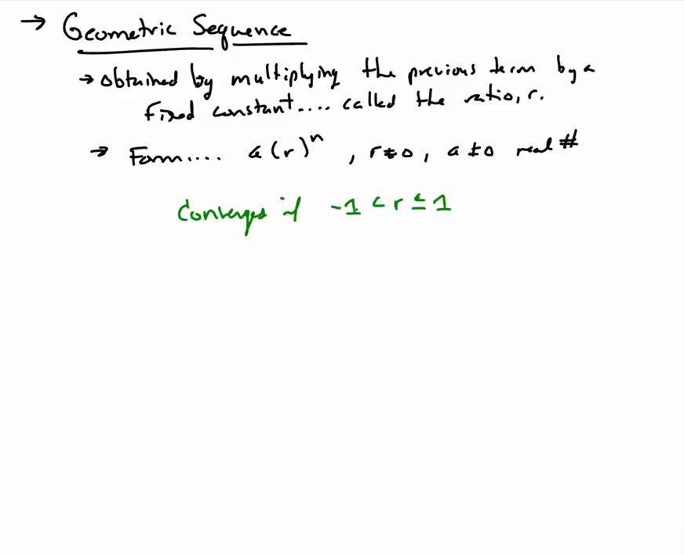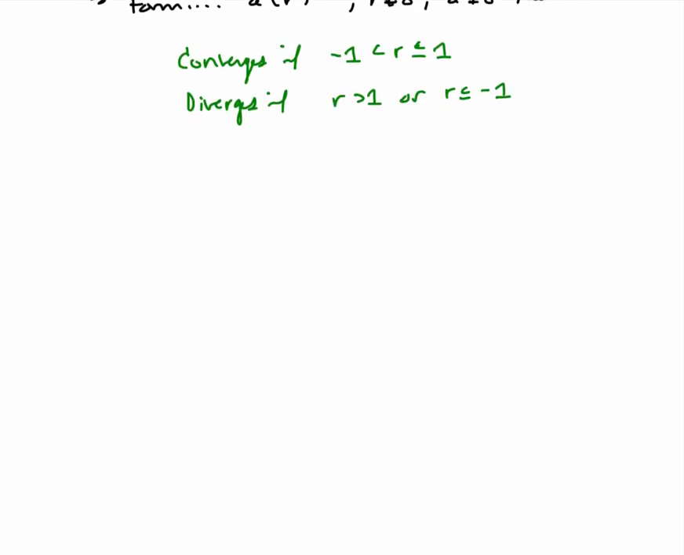But if I have a -1, as my powers go even and odd, I produce an alternating sequence. So it depends on whether we have an equal sign here or not, so that's an important distinction. It diverges if r is greater than 1 or if r is less than or equal to -1. So those are some important characteristics.